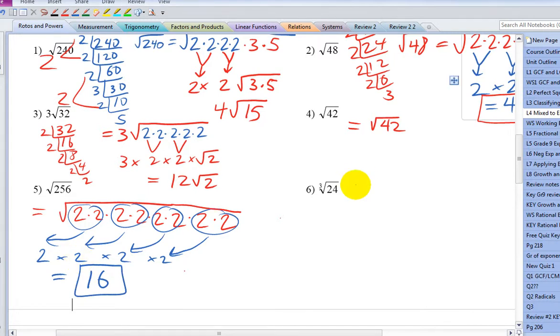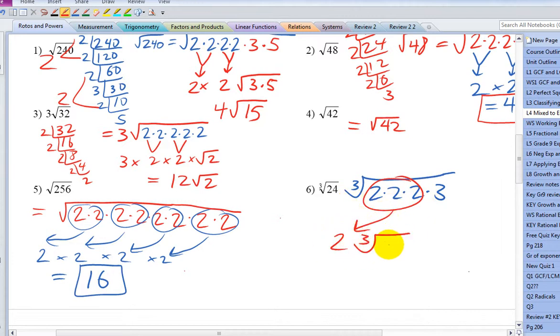Okay, number 6. The cube root of 24 equals 2 times 2 times 2 times 3. Take out a 2. What's left? Cube root 3. This is wrong, folks, to write this as 3 times cube root 3. That's wrong. You must put your 3 inside your check mark. Be very careful how you're writing this stuff.